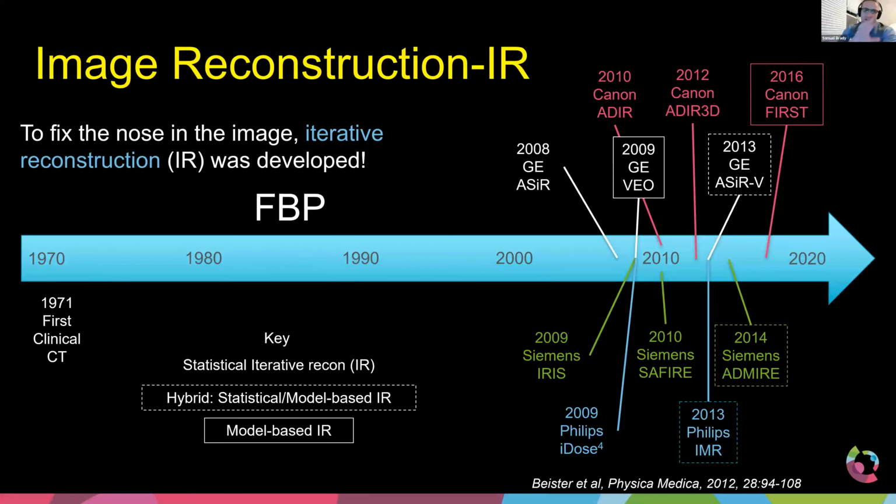Okay, so I mentioned the reconstruction kernel is one, and then the reconstruction algorithm is the other. Just looking at this little timeline here, the first clinical CT scanner was back here in 1971. And from that time forward, basically till 2008, 2009, we used one reconstruction algorithm, filter back projection.